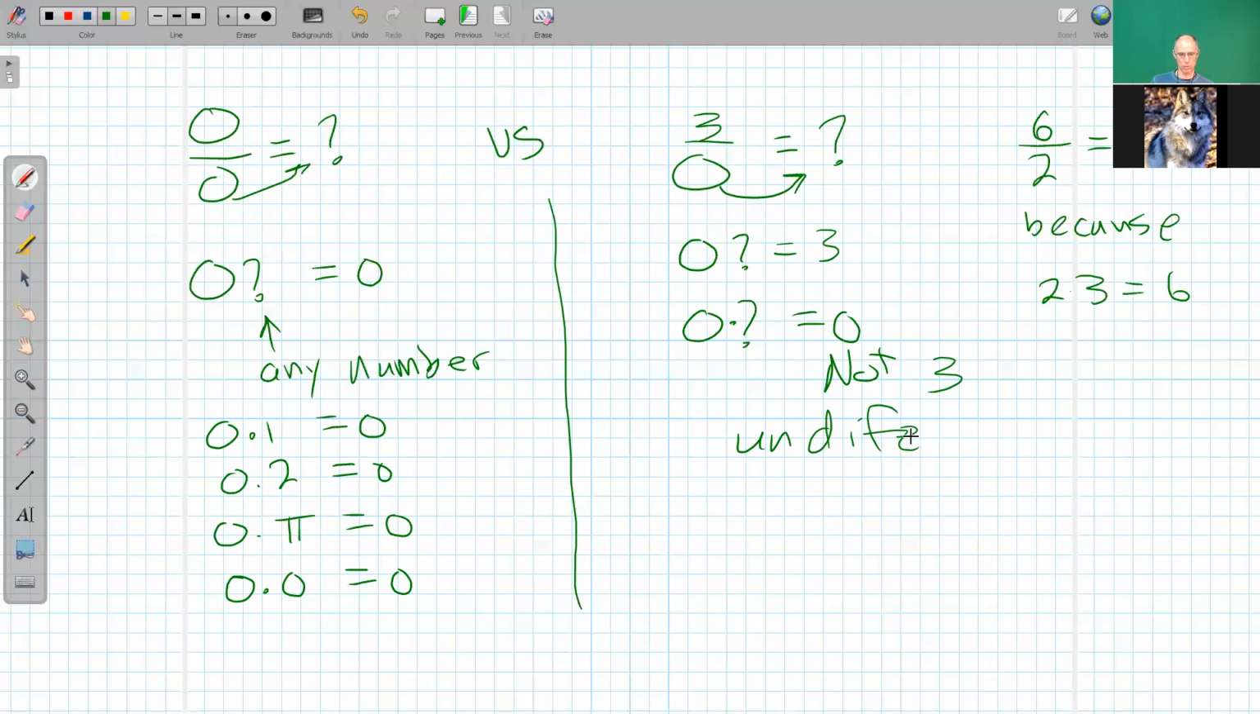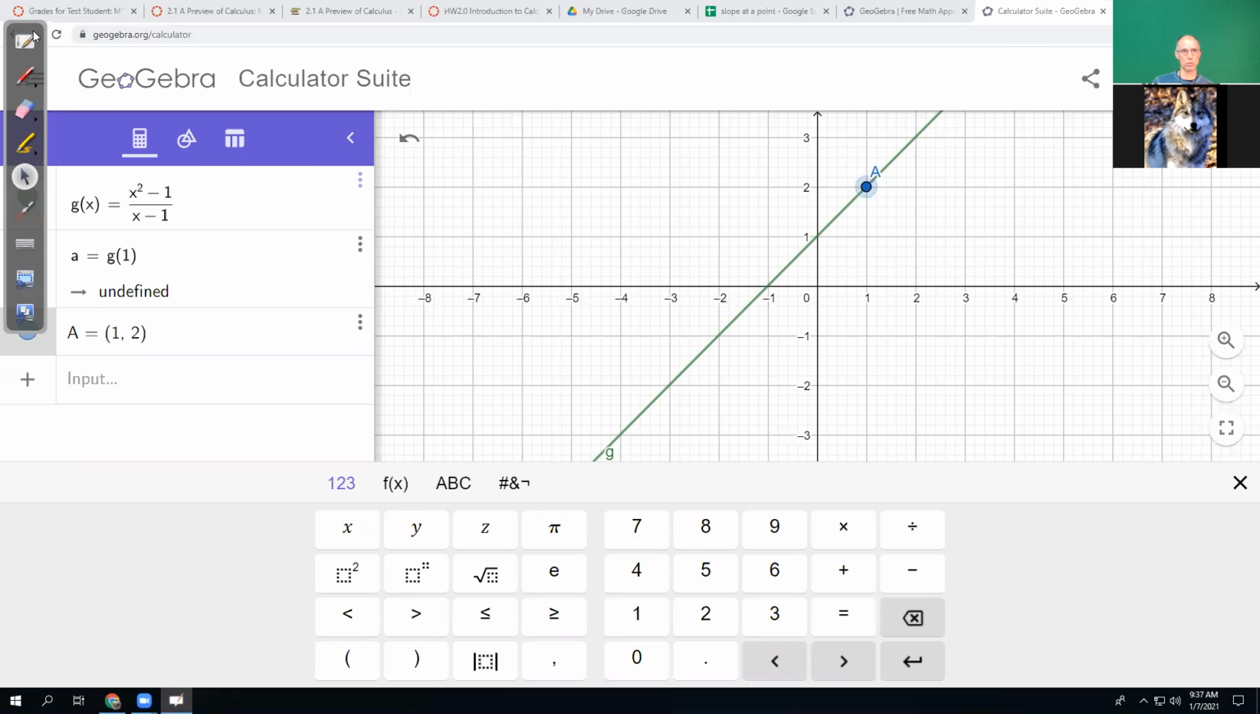This one is indeterminate because many numbers work and I can't determine which is the best one. What we say often instead is both of these just do not exist, which is kind of a generic response there.